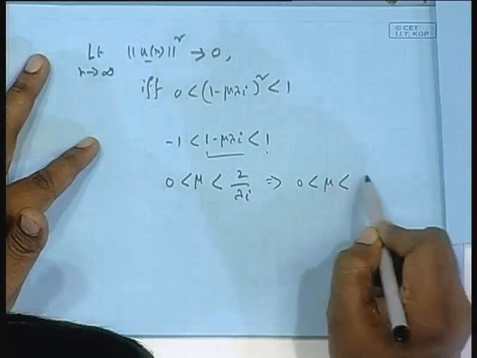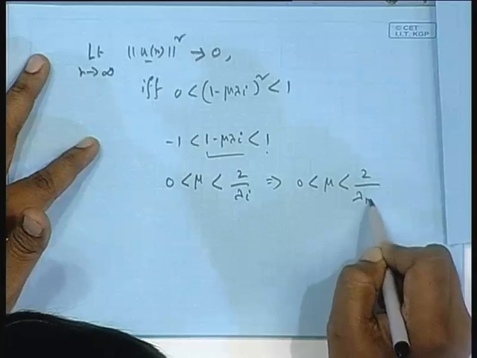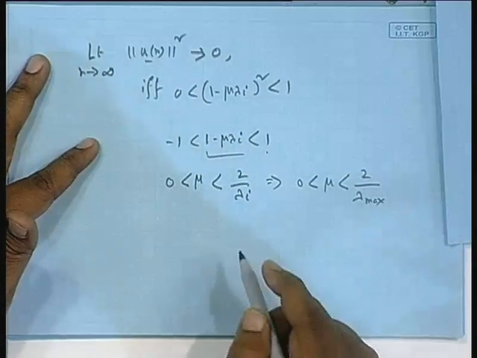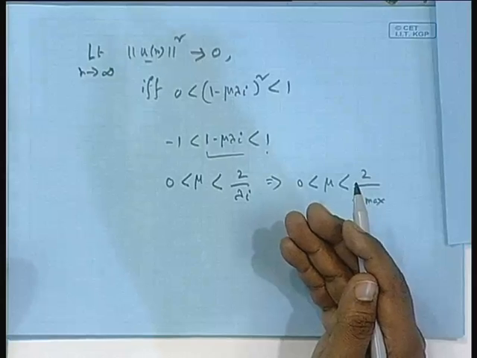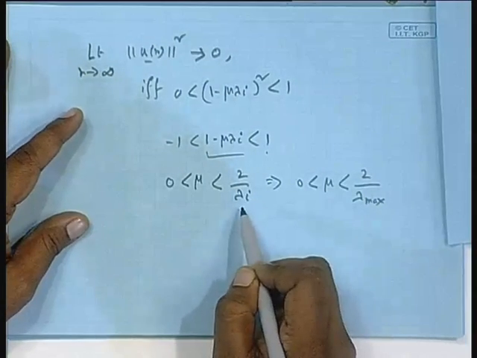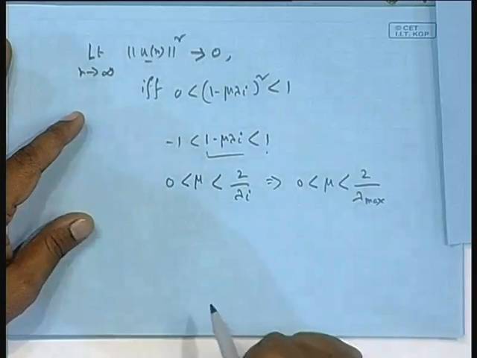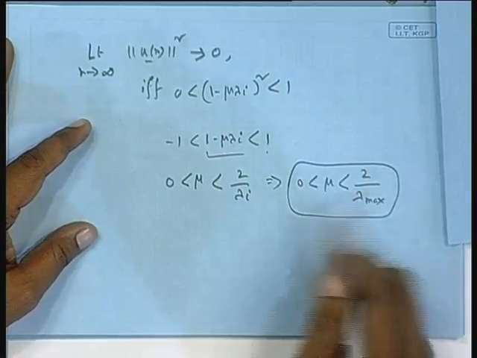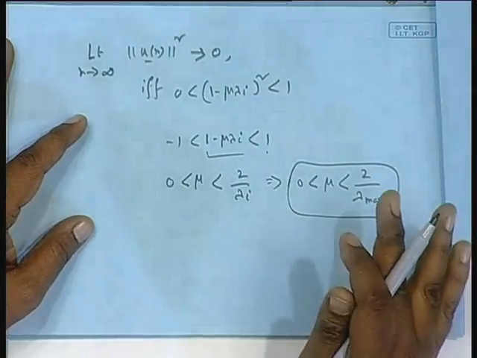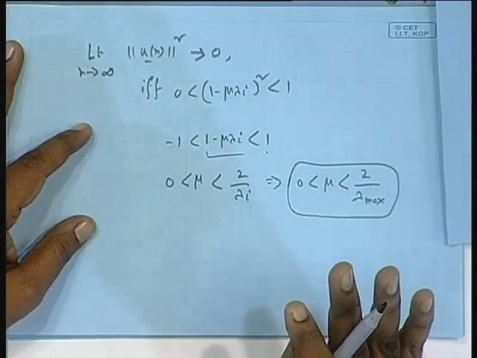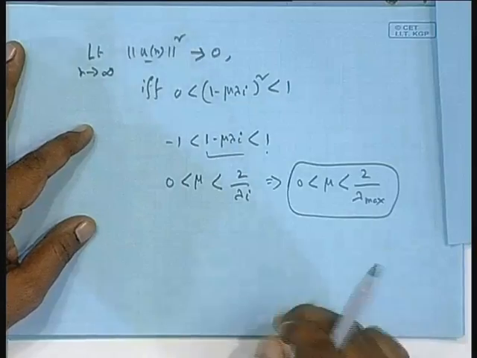This is the condition, 2 by lambda max, because whichever lambda is the maximum, you have to stick to that. It has to be less than 2 by lambda i for each i, so better take the maximum one, that will give the actual bound. So, this is the universal bound for mu. If you cross this, you are finished. The algorithm will never converge. You can just carry out an experiment in the lab, you will see it will not.